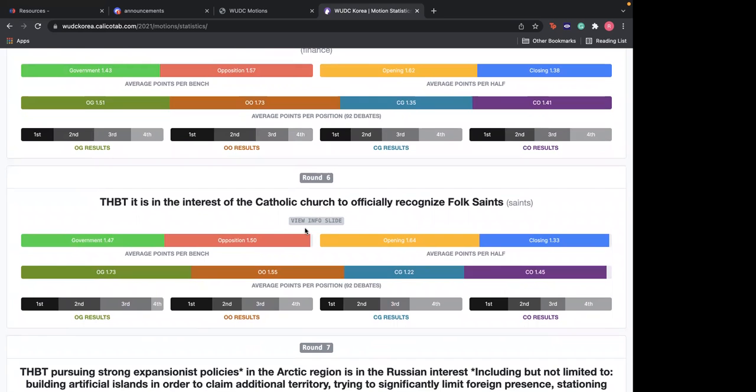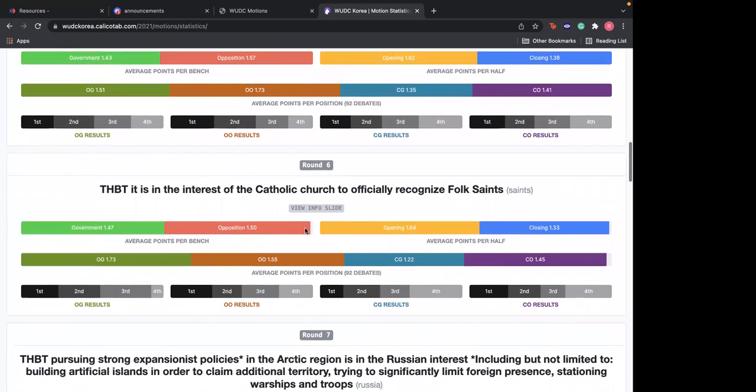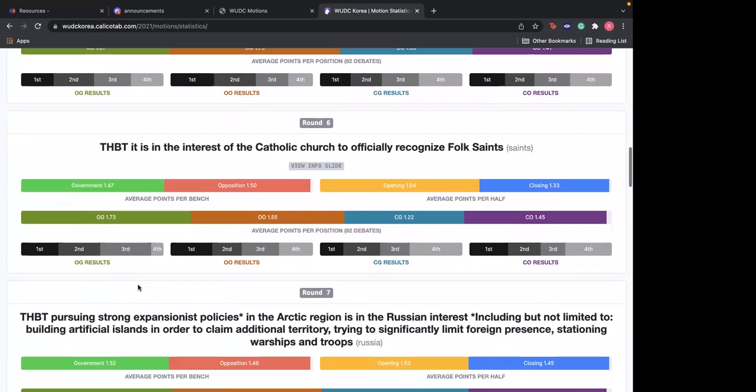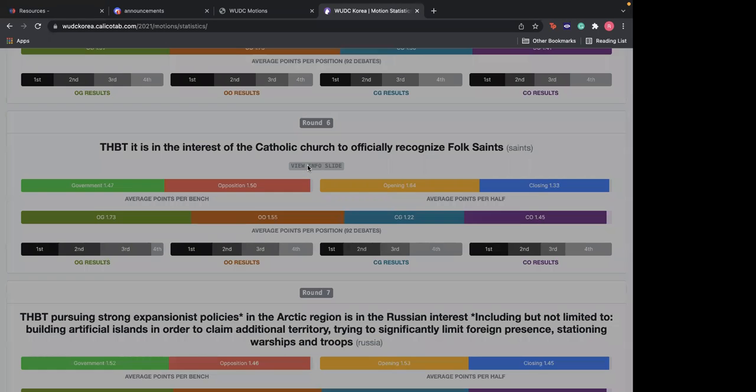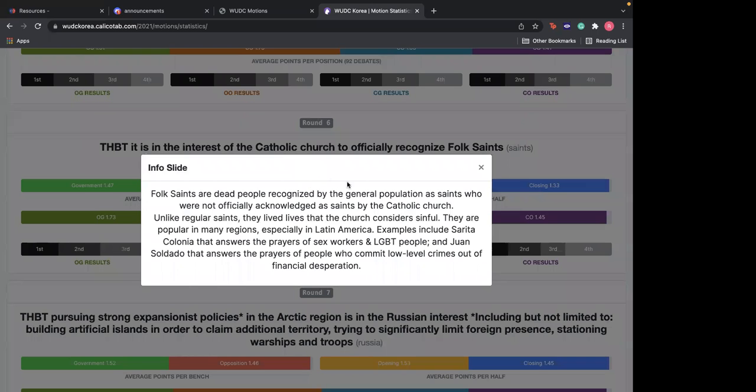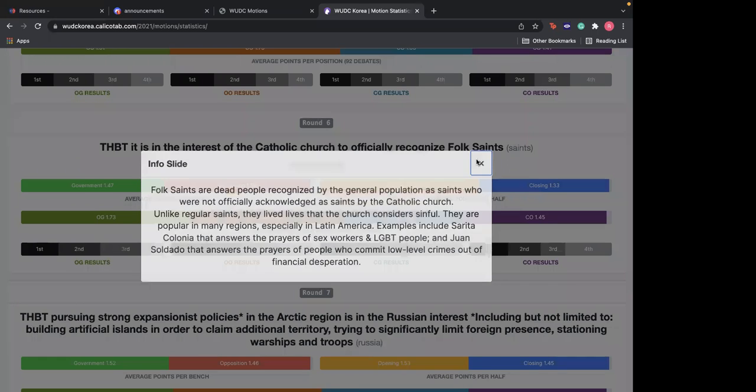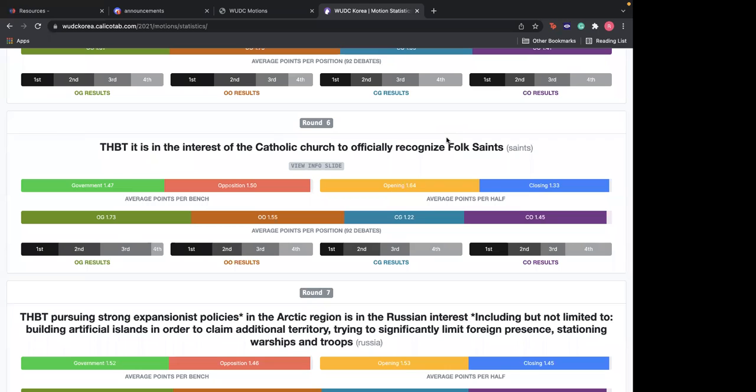So here, this house believes that is kind of similar to this house would, where, for example, this house believes it is in the interest of the Catholic Church to officially recognize folk saints. Folk saints definition is given over here, but these are basically dead people who were not recognized by the church as saints, but were considered as saints by the general public.